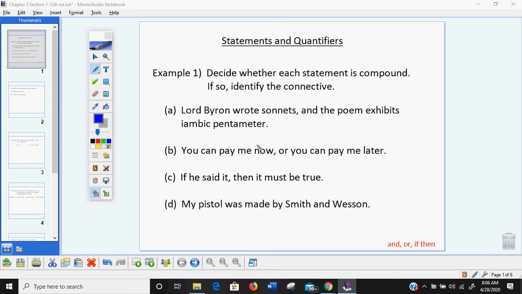I've got them down at the bottom. The word and can represent that. The word or can put two compound parts together. And the words if then. So let's look at this.